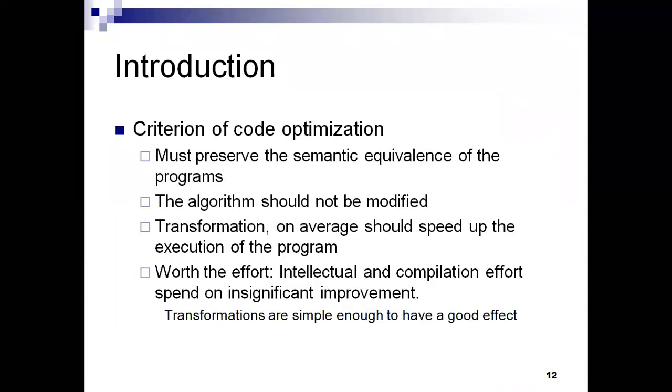And what is the criterion of code optimization? Again, I'm repeating the same things here. The semantic equivalence, as I already explained, is the most important issue. One is the semantic equivalence, and the algorithm should not be modified. Whatever transformation you are implementing should, on average, speed up the execution of the program. And the effort means intellectual and compilation effort spent on insignificant improvements. That means transformations are simple enough to have a good effect, right? So this is the main criterion of code optimization. These are the most important things we need to remember.